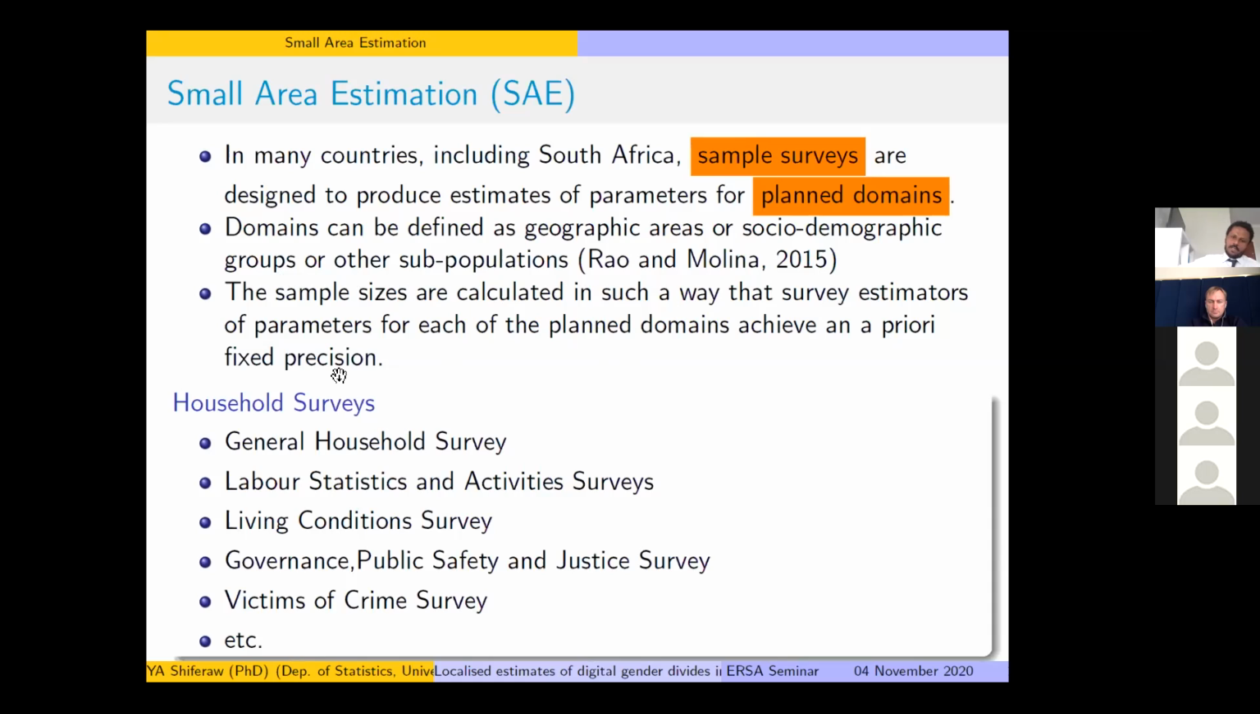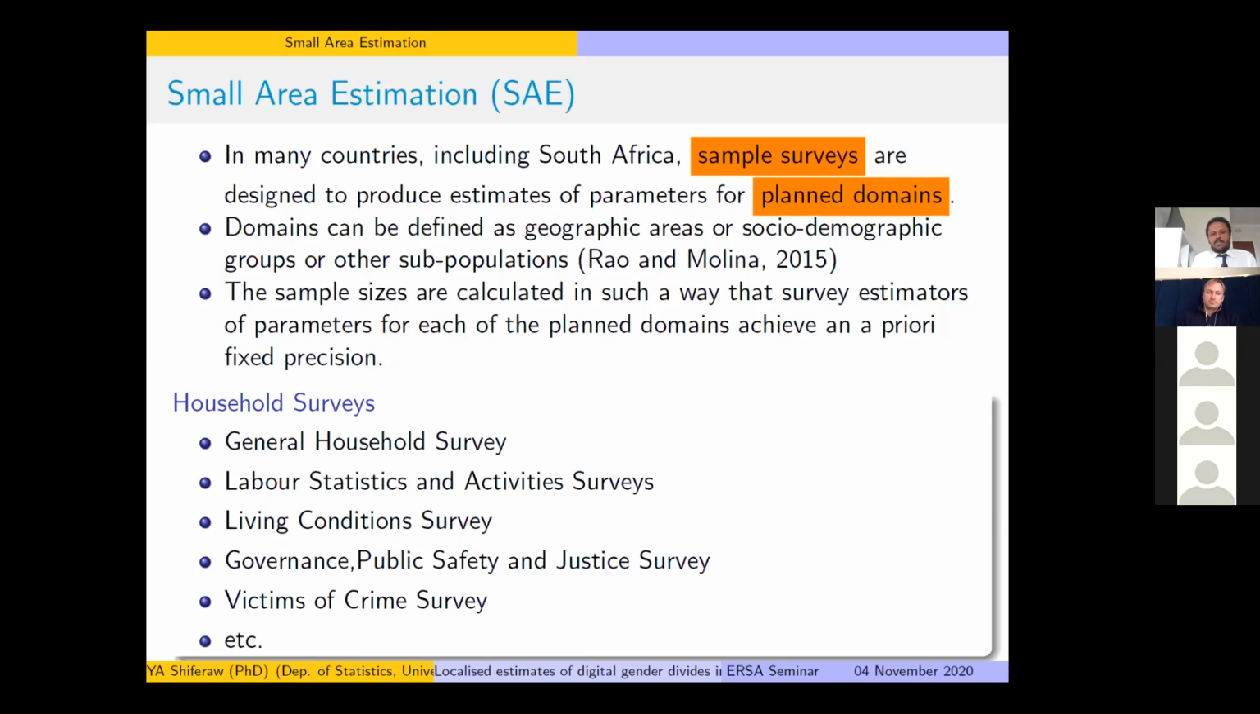When they design the sample survey, they just plan to get a precise estimate at the planned domains. For example, these are some of the common surveys in South Africa: general household survey, victims of crime survey, living condition survey, time use and activity surveys, and there are so many surveys. The main aim of these surveys is to provide estimates at the national and provincial level. And after that, they produce national and provincial estimates, and then you can say they are use and throw after that.